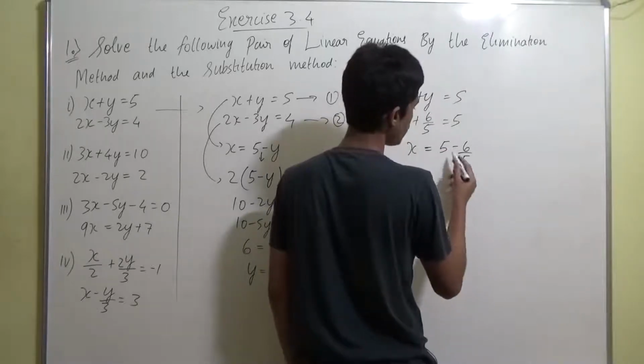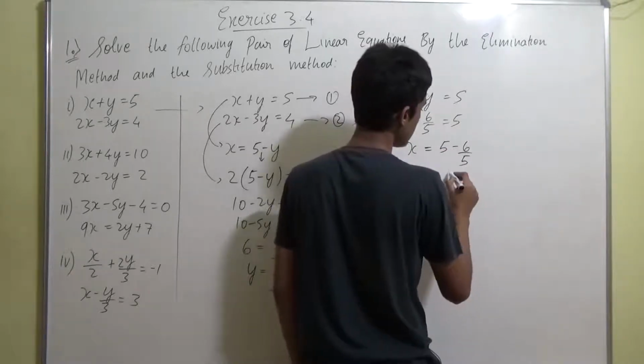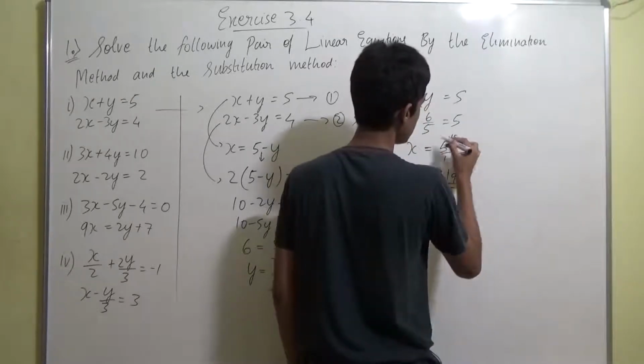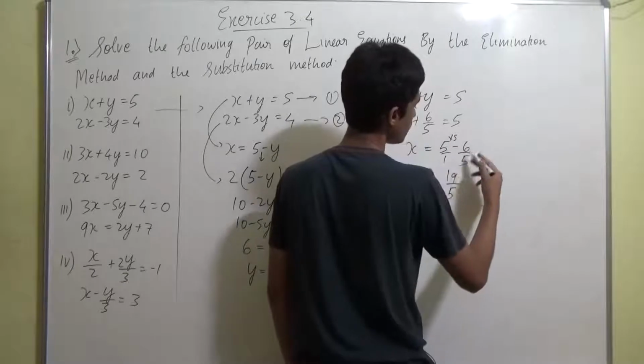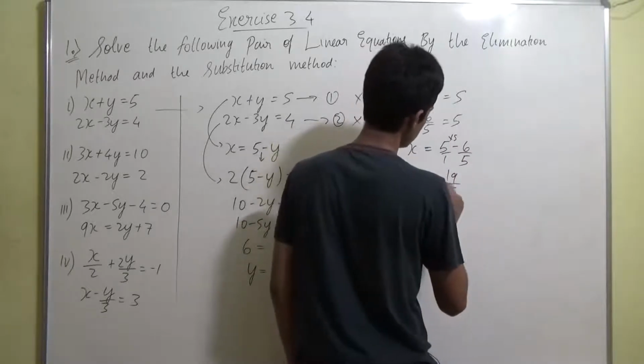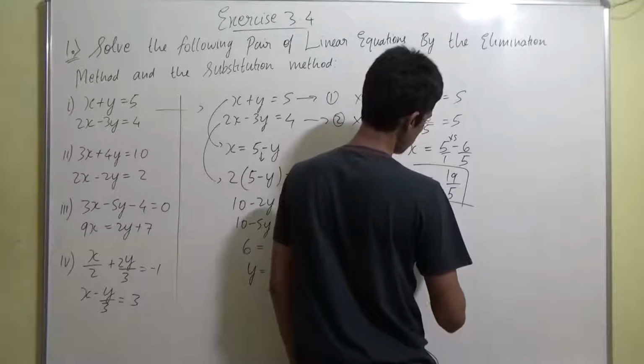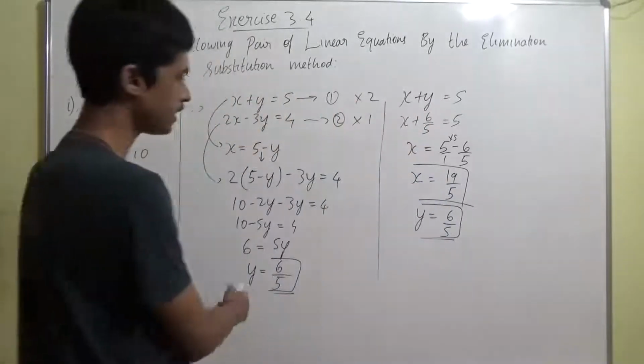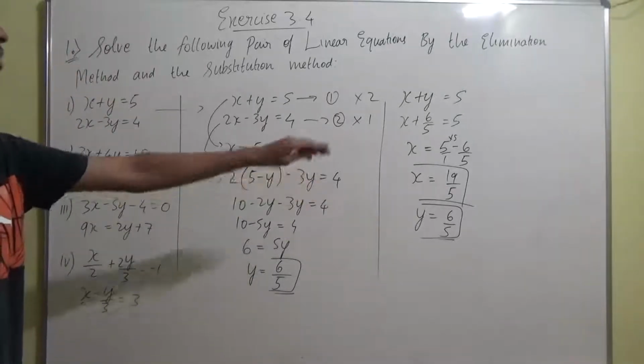to 5 into 5 is 25. 25 minus 6 is 19 by 5. I took the LCM orally, so it's nothing tough, guys. 5 into 5 is 25, minus 6 is 19 by 5. So the value of x is 19 by 5 and the value of y is 6 by 5, which you got from here, right? Done. So the value of x and y, you got it finally.